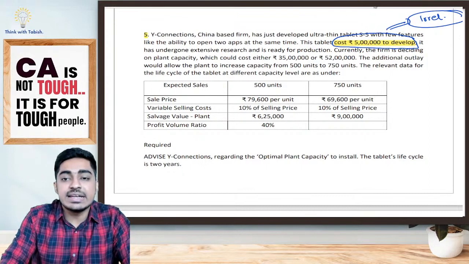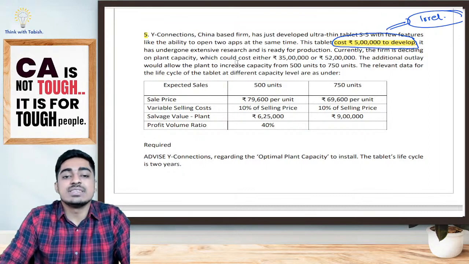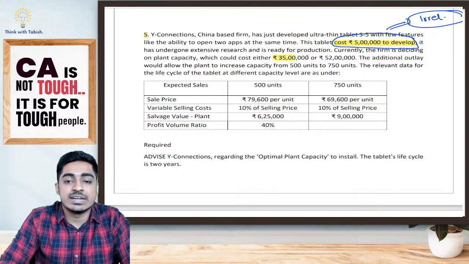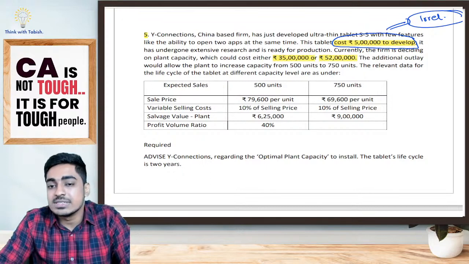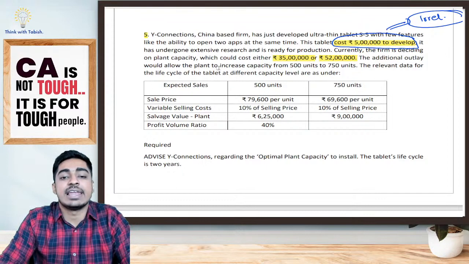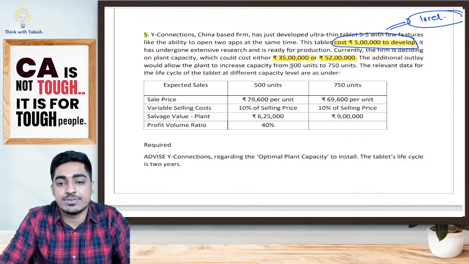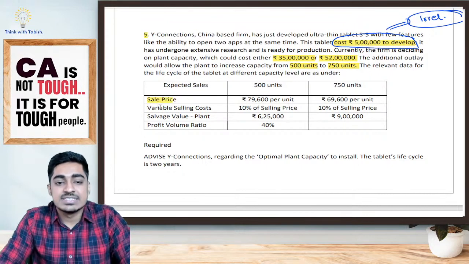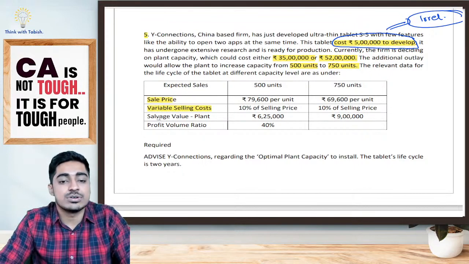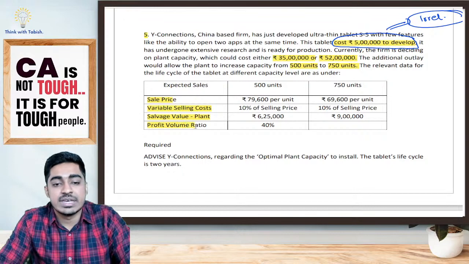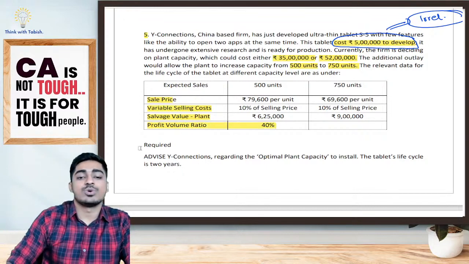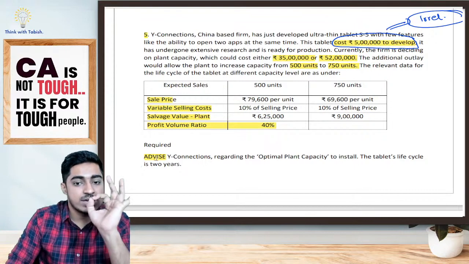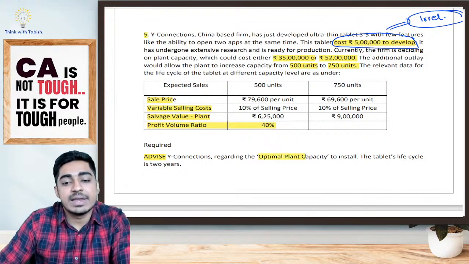Now, currently what is happening? The firm is deciding on the plant capacity, which could cost either 35 lakh or 52 lakh rupees. The additional outlay will allow the plant to increase capacity from 500 units to 750. The relevant data is given: selling price, variable selling cost, salvage value, and PV ratio. What is required? Advise the optimal plant capacity.